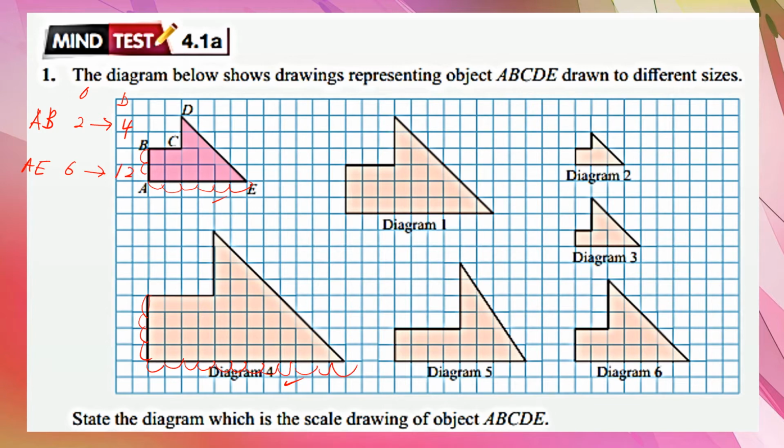So it's 12. Let's look at the first one, AB: 2 becomes 4, 2 times 2, right? So 6 also must times 2, and 6 times 2 is 12. So it's correct. We can say that it increased by a certain proportion, so diagram 4 is the scale drawing. Okay, the rest you can check on your own.